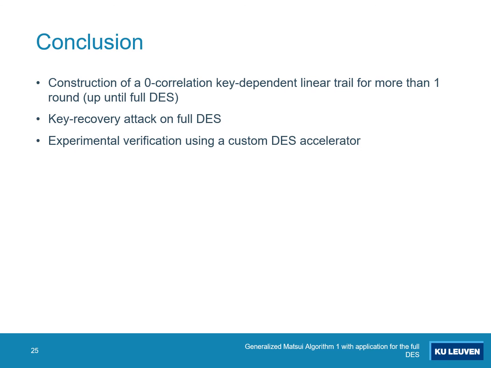In conclusion, in this work we constructed zero-correlation key-dependent linear trails that cover more than a single round of DES. First, we presented a 2-round linear approximation, where the last round may have correlation 0 depending on the key. We showed how to connect these 2 rounds to Matsui's trail, resulting in zero-correlation key-dependent trails covering the full DES. We used the linear trail to design a key recovery attack, and we performed experimental verification of our claims on the full DES using a custom DES accelerator.